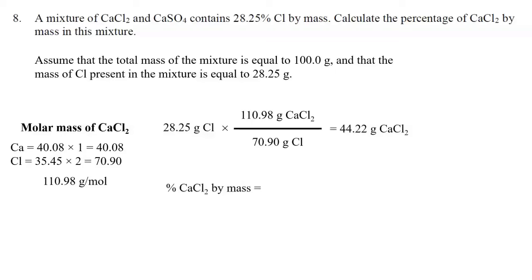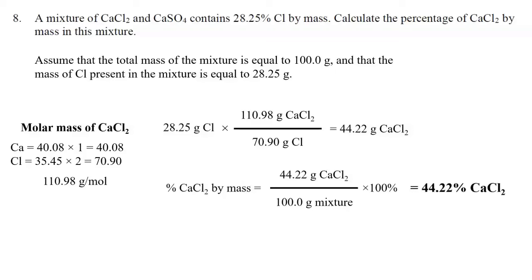Well, the percentage of calcium chloride by mass, because we assume the total mass of the mixture is 100 grams, would be 44.22 divided by 100. So our answer to number 8 is 44.22% calcium chloride by mass.